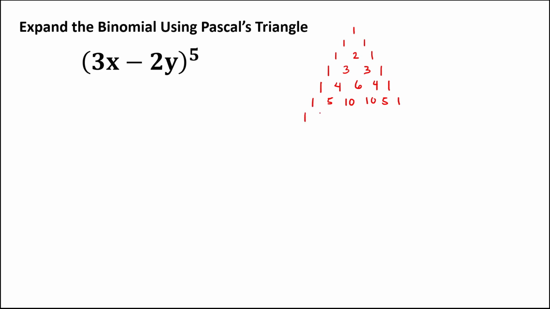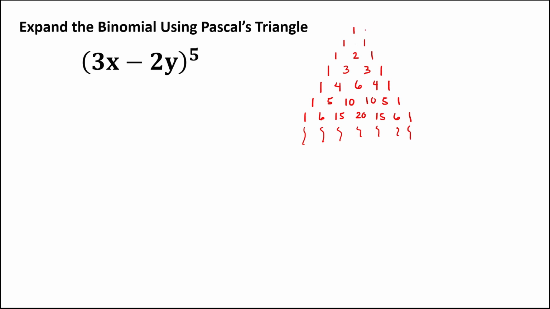Then continue, so 1. 1 plus 5, that's 6. 5 plus 10, this one is 15. 10 plus 10, this one is 20. 10 plus 5, so this one is 15. 5 plus 1, that's 6. Then ends with 1. Then just continue the process for the Pascal's triangle.